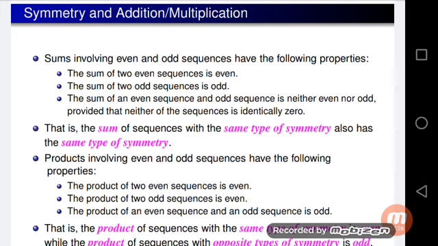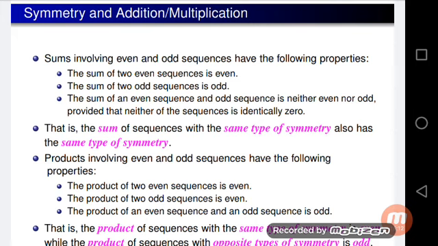That means 2 and 4 are both even, and 2 plus 4 is also even. Or 4 plus 4 is 8; 4 is even, 8 is even. For example, 8 plus 8 is 16; 8 is even and 16 is even. The sum of two odd sequences is odd.